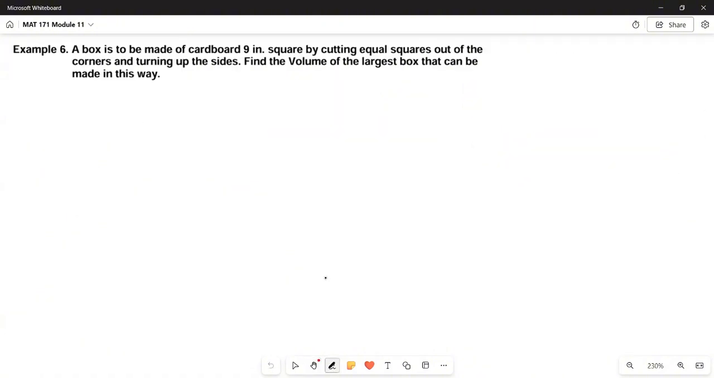Okay, so meron daw tayo dito box, tapos pinapahanap sa atin find the volume of the largest box that can be made in this way. So first, sundin lang ulit natin yung guidelines natin. So first, identify natin yung givens and then yung unknowns natin. So binigyan tayo ng dimension ng isang cardboard. So sabihin natin, ito yung ating cardboard and then yung ating cardboard is gugupitin daw in equal squares out of the corners. Kumbaga, tatanggalan natin ang portion sa apat na corner.